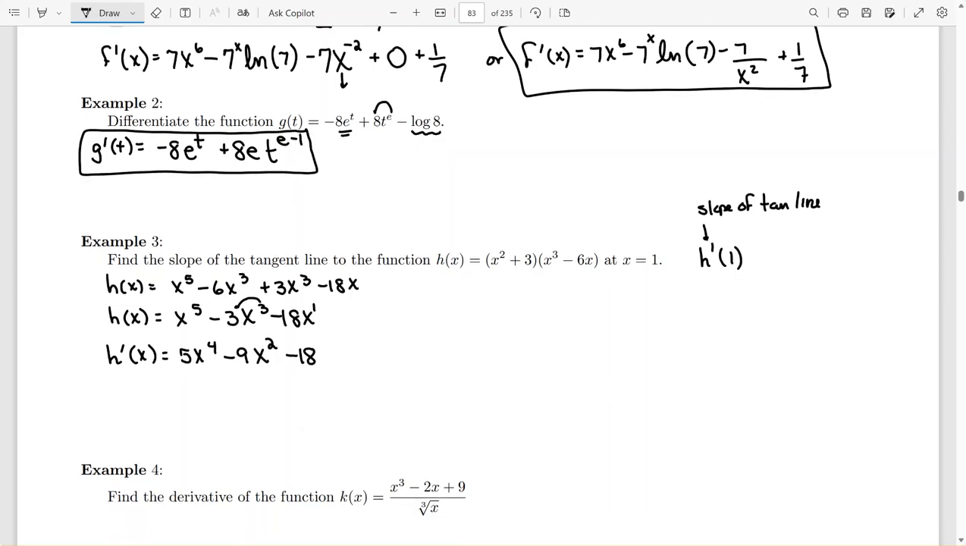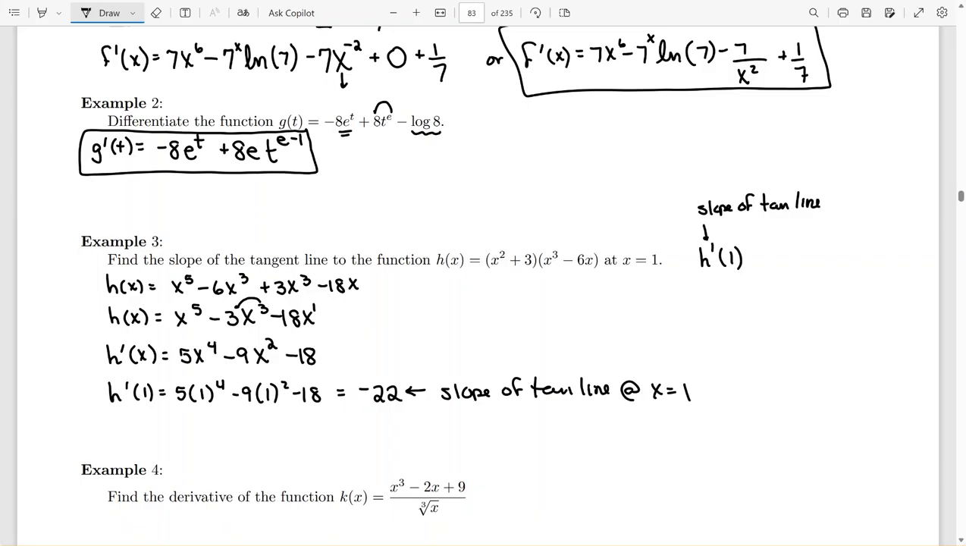So from here, go ahead and plug in your number 1 and then evaluate. So I believe you get negative 22. And negative 22 is the slope of the tangent line at that particular point. And so if you were to graph this and then look at x equals 1 on the graph and draw in the tangent line there, that's the slope that you would see.